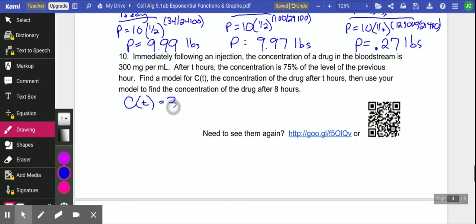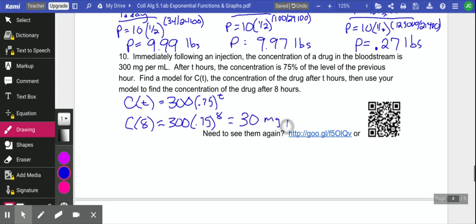So we definitely started with 300. And then after an hour, there's 75% of that left. So we would multiply 300 by 75%. And then after another hour, there's 75% of that left. So we would multiply by 75% again. And then after another hour, we would multiply by 75% again. So we are multiplying by 75% t times. So it's going to be 300 times 0.75 to the t. So that's the model. And then they want us to find the concentration after 8 hours, which means we are just going to plug in 8 for t, put this into your calculator, and you should get 30 milligrams per milliliter.